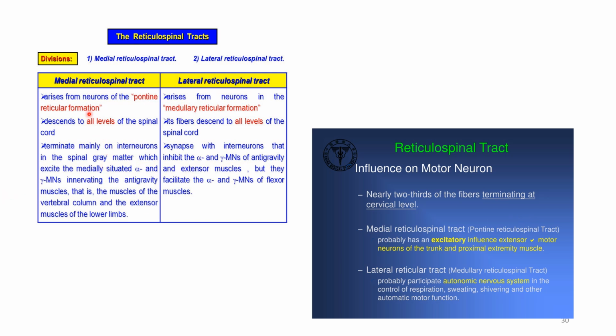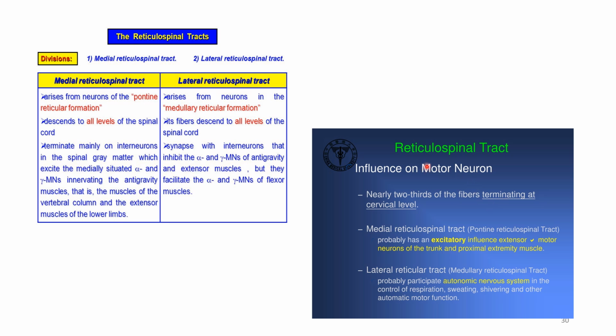So what is the difference between medial and lateral reticulospinal tracts? The medial reticulospinal tract arises from the pons, that is the pontine reticular formation. It descends to all levels of the spinal cord and terminates mainly on the interneurons in the spinal gray matter, and it excites medially situated alpha and gamma motor neurons which are involved in the anti-gravity muscles. So it is helpful for the extension of the lower limbs and vertebral column. Whereas the lateral reticulospinal tract arises from the medullary reticular formation. It also descends to all levels of the spinal cord and it will synapse with the interneurons which are connected to alpha and gamma motor neurons, but it inhibits the anti-gravity and extensor muscles. So they will facilitate the flexor muscles.